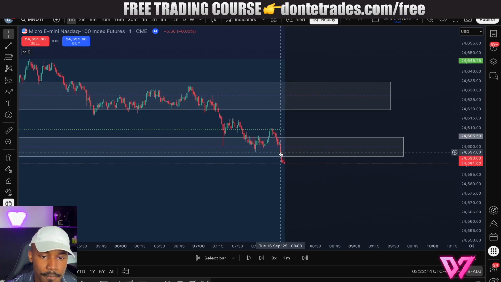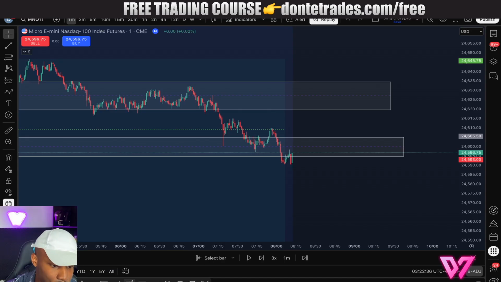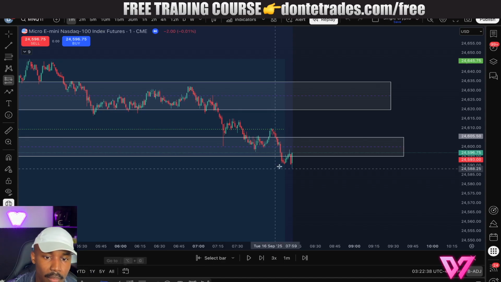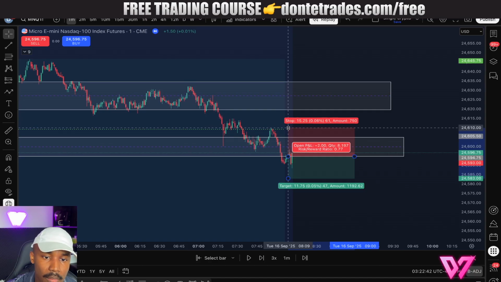So as you can see here, we are breaking down, and then we retest this area. So what I would look for is for us to break and retest, and this is a confirmation. So I most likely would have entered on this candle. Realistically I would have entered on this candle because we break, we retest, and then we reject. So I most likely would enter here on this candle.